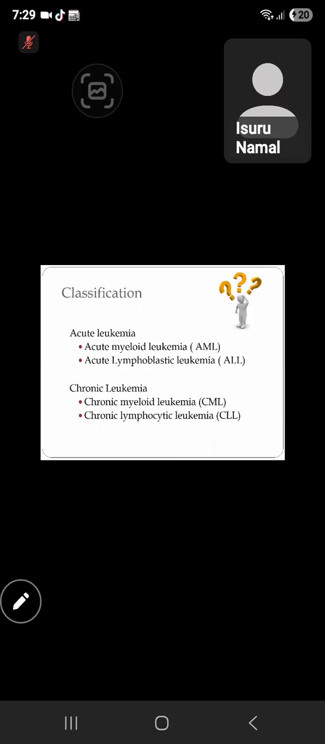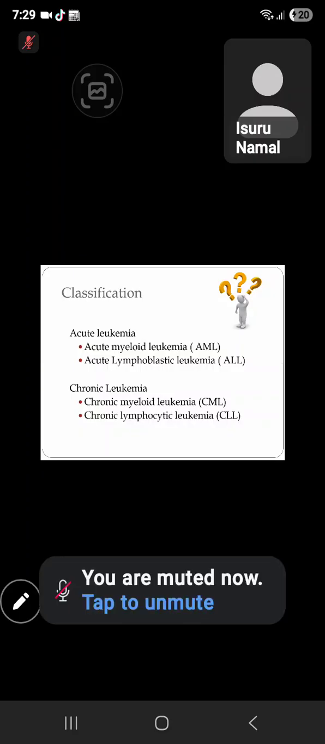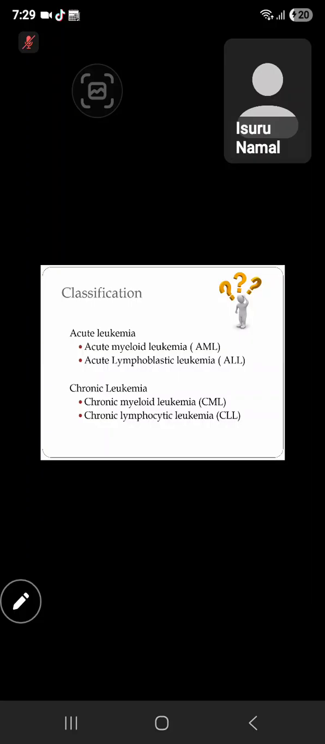Leukemia, as we told previously, is mainly divided into two categories: acute leukemia and chronic leukemia. Now you can give a definition for acute leukemia and chronic leukemia as we previously discussed. Then acute leukemia we divide into two categories: acute myeloid leukemia and acute lymphoblastic leukemia. Then chronic leukemia is also divided into two categories: chronic myeloid leukemia, or chronic granulocytic leukemia, another name, and chronic lymphocytic leukemia.